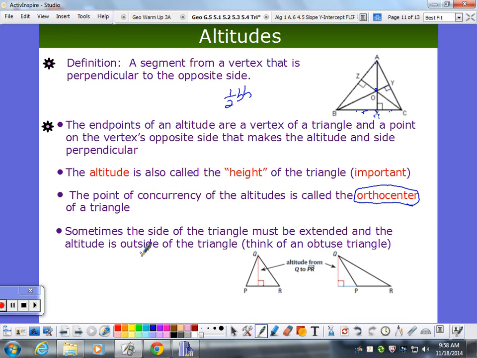Now sometimes the height is outside. So if you have an obtuse triangle, and I want to know, what's the height from this vertex? If you go straight down, you kind of have to extend that side. So it's outside the triangle. That could happen. But if you look at this one, from this side, the height is this way. So it can be different depending on where you're dropping your height.